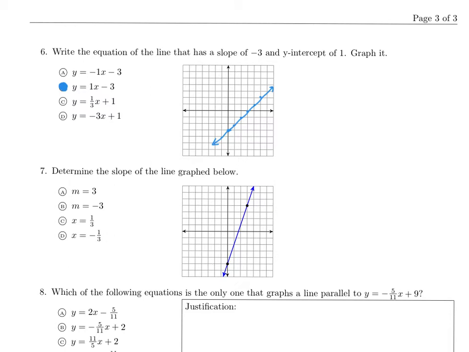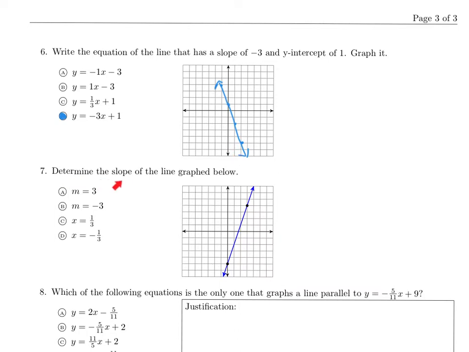I'm straight away discussing question number 6, where you are going to find the equation that has a slope of -3 and a y-intercept of 1. The equation that has slope -3 and y-intercept 1 is letter D, y equals -3x plus 1. You start from 1 and then you go down 3 over 1, down 3 over 1, and use the same pattern on the other side and you get the line graph. So the line graph is a falling line from left to right.